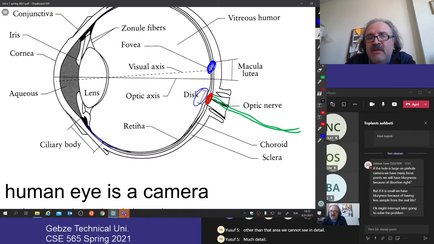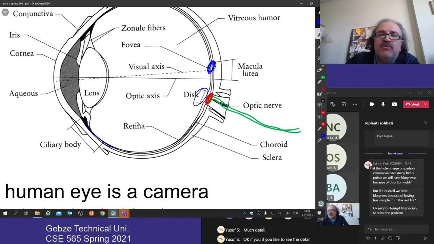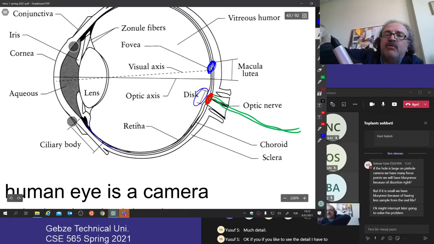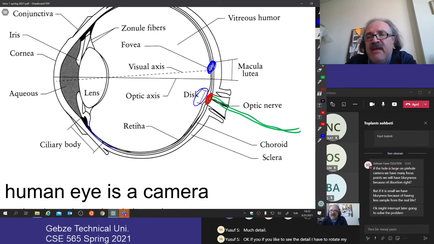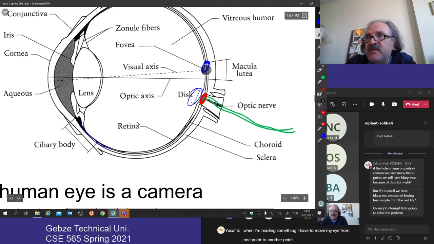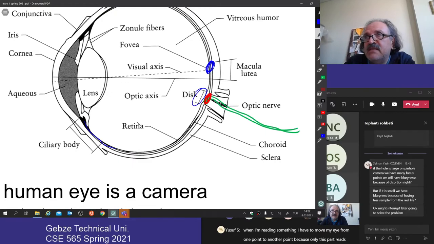If you like to see the detail, I have to rotate my eyeball so that whatever I am interested in falls in there. When I'm reading something, I have to move my eye from one point to another because only this part reads the text.